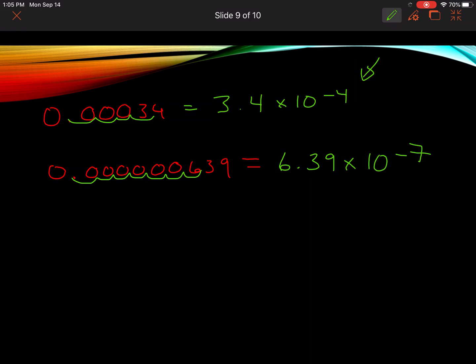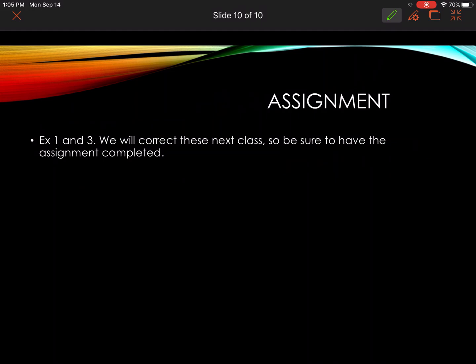You can just refresh your memory of that, do some questions on that, and then make sure you ask me any questions in class if you have some. So now exercise 1 and exercise 3 are assigned. Exercise 2 was naming, but you should have done that in your review, so hopefully you're all done with that. We're going to correct these assignments next class, so be sure to have the assignment completed by then.